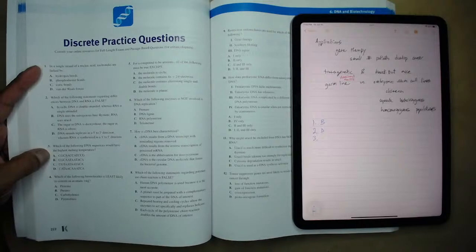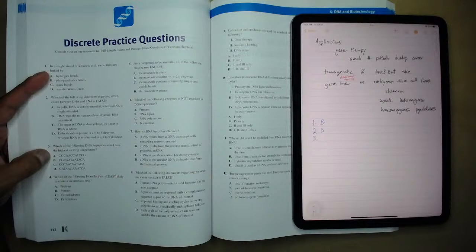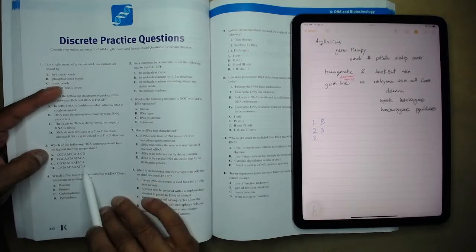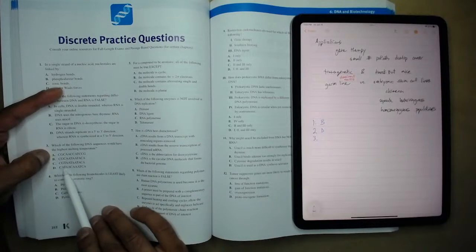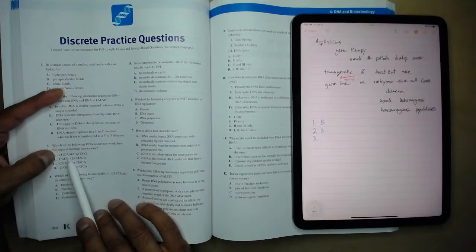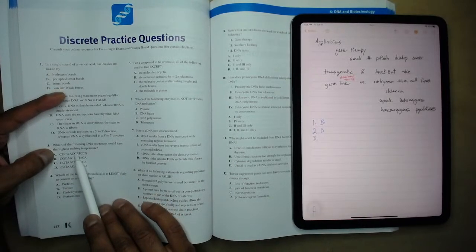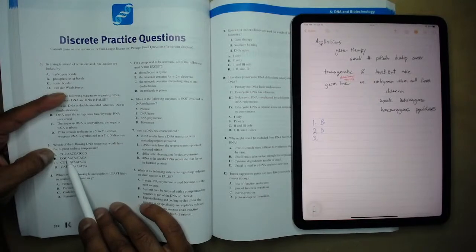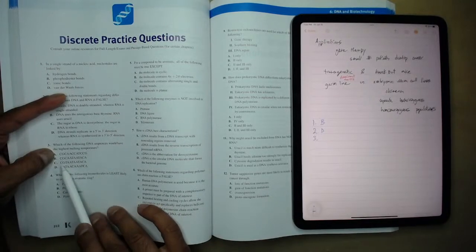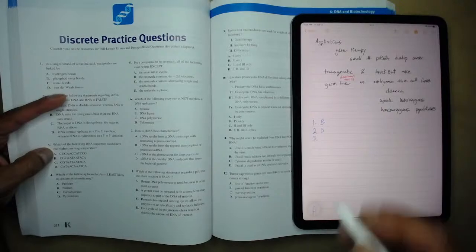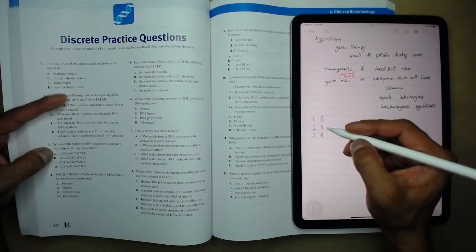3. Which of the following DNA sequences would have the highest melting temperature? So a lot of CG makes it a higher melting point. So AT, it's the G's and C's we want. So let's just count them, I guess. 1, 2, 3, 4, 5, 6, 7, 8. 1, 2, 3, 4. 1, 2, 3, and 1, 2, 3. So A is the clear winner, the most C's and G's.